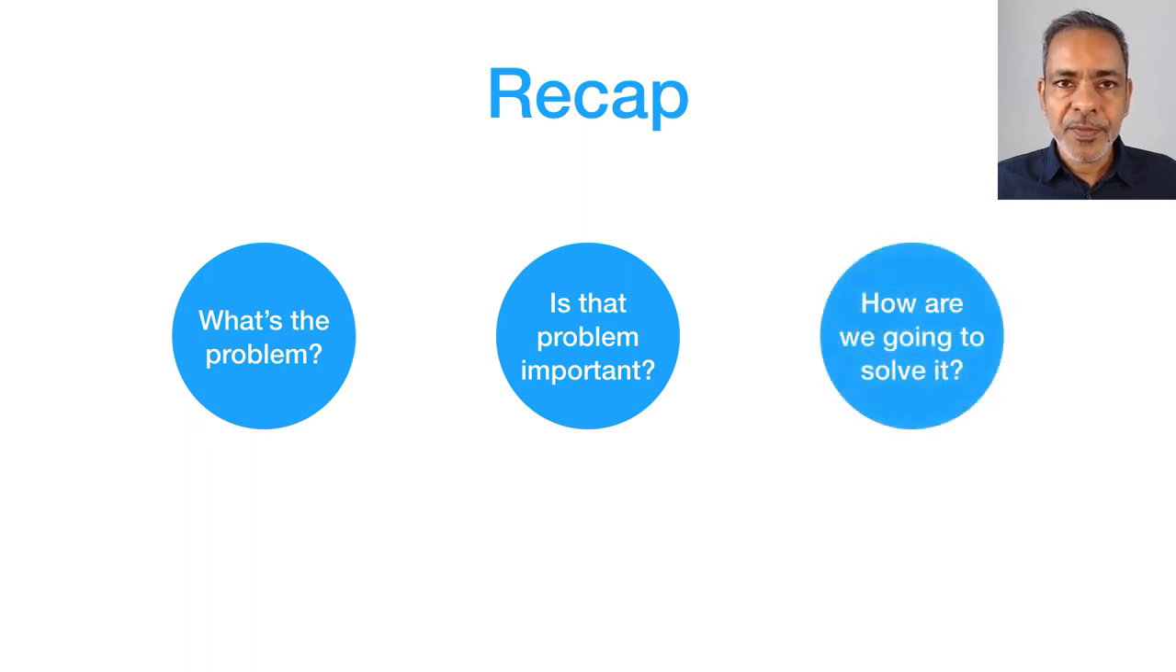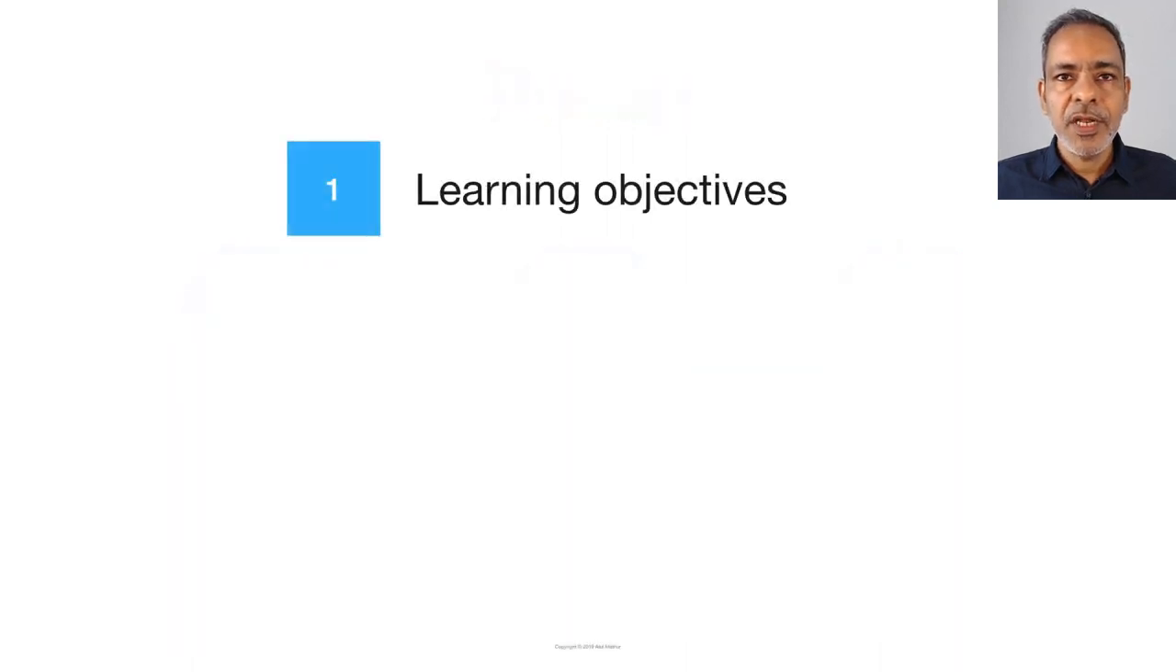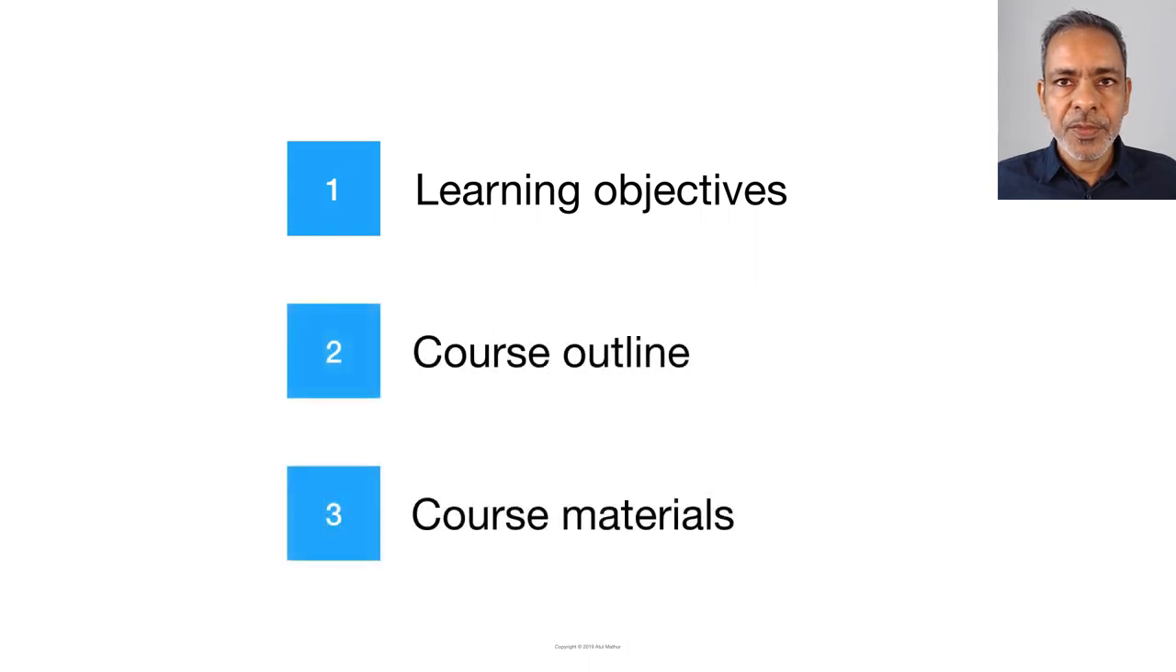And finally, we asked, how are we going to solve this problem of low quality SOPs? And the solution lies in filling the skills gap between the subject matter knowledge and the ability to express that knowledge in a clear and concise manner. And then we looked at the learning objectives of this course, we looked at the course outline, and we looked at the course materials.